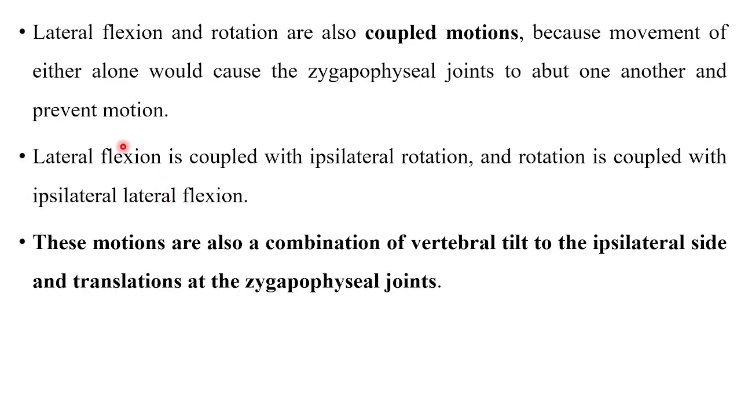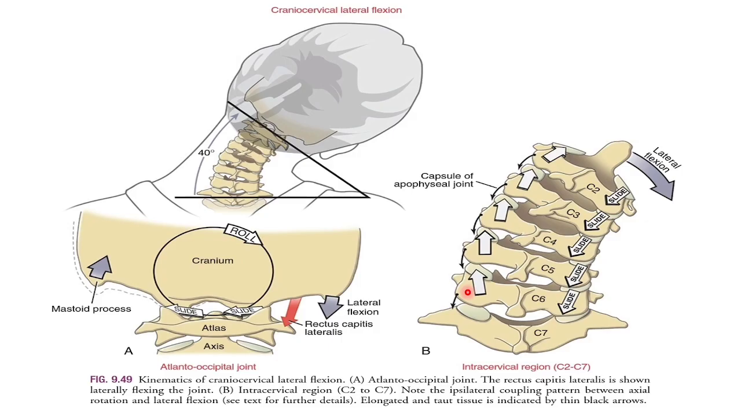Both lateral flexion and rotation are coupled motions over your cervical region as well as your thoracic and lumbar regions. These motions are a combination of vertebral tilt to the ipsilateral side and translations of the apophyseal joints. So this is the lateral flexion of your atlanto-occipital joints and the lower cervical regions.